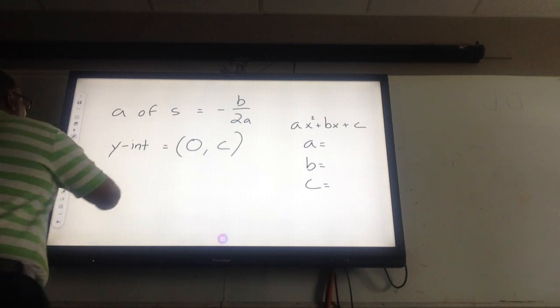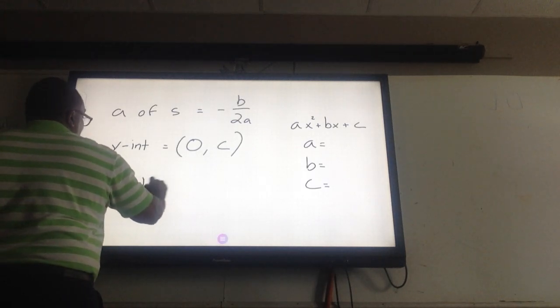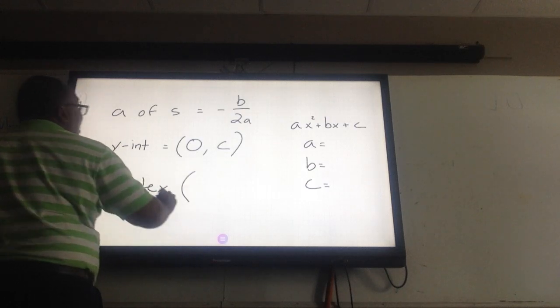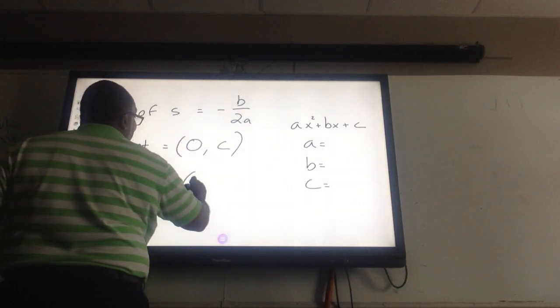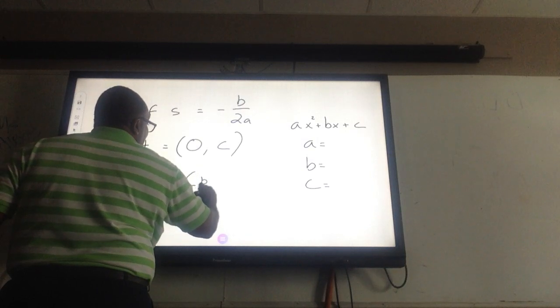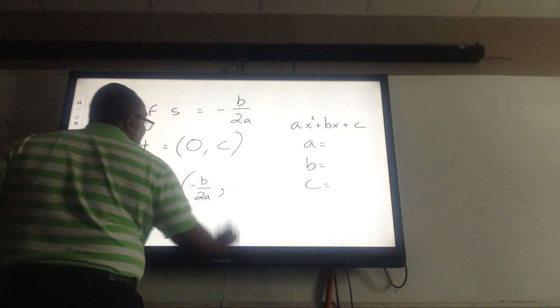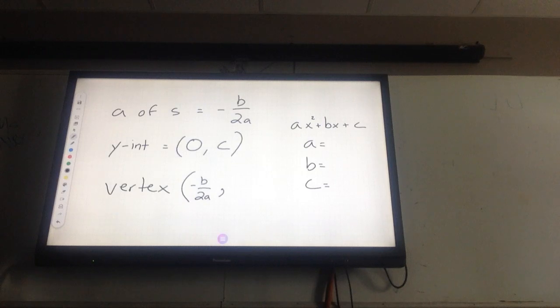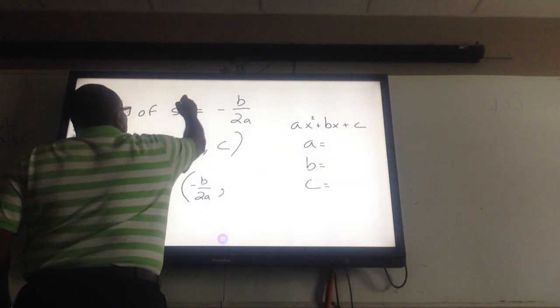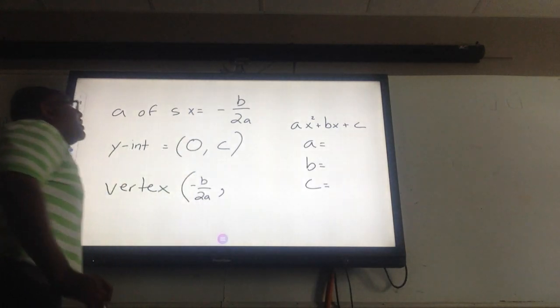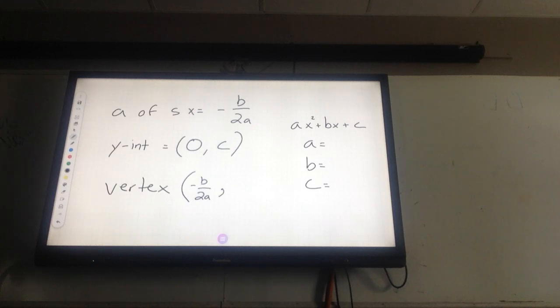And then finally, we have to find the vertex. So let's talk about the vertex. The x-coordinate in the vertex is your axis of symmetry, whatever it happens to be, because the axis of symmetry equation actually says x is equal to -b over 2a. So that's the x value of the vertex. How do I find the y value?